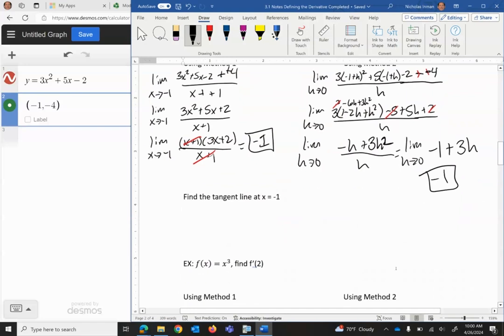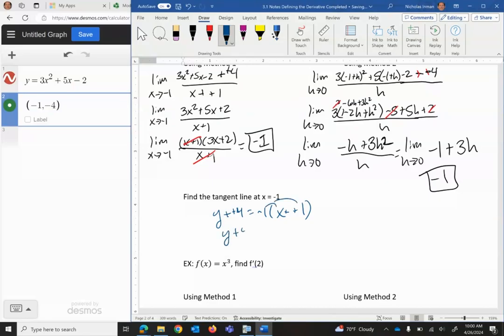So we're going to find the line that's tangent at -1. So we do y minus our y value. That was -4. Equals m, we found our slope, -1, times x minus our x value, -1. Double negatives become positive. Distribute our -1, minus the 4.